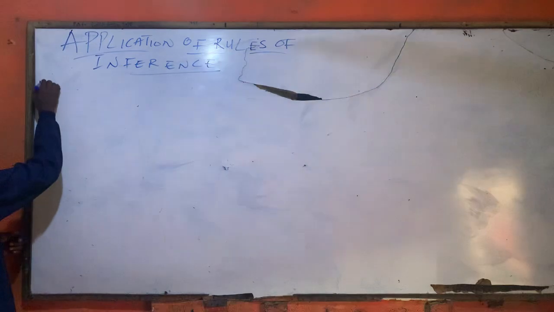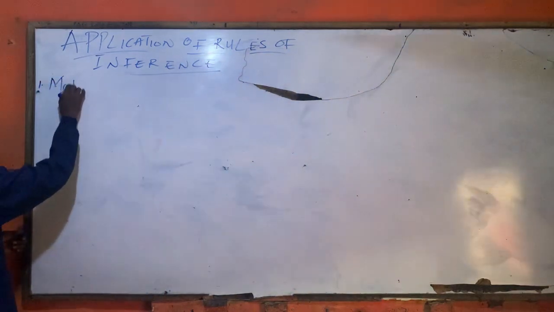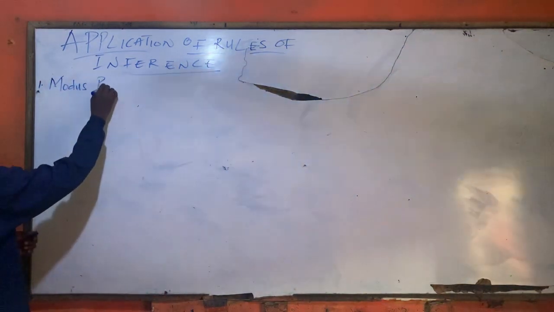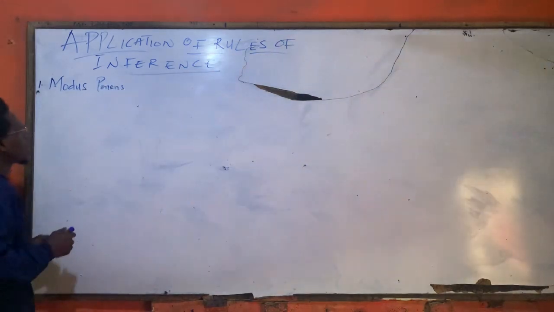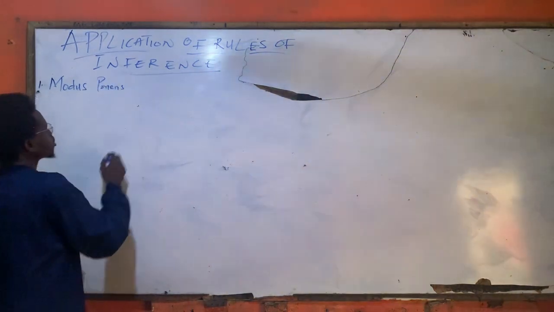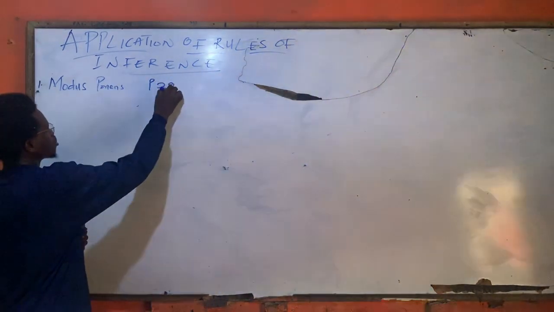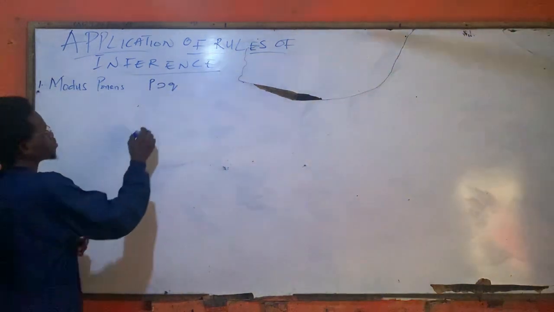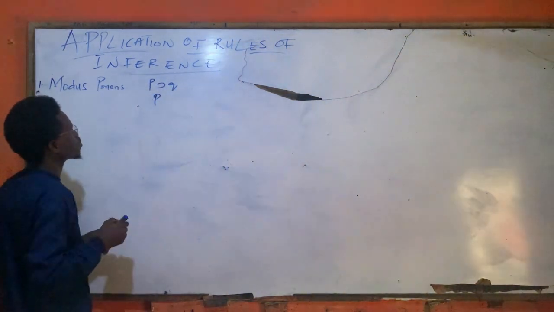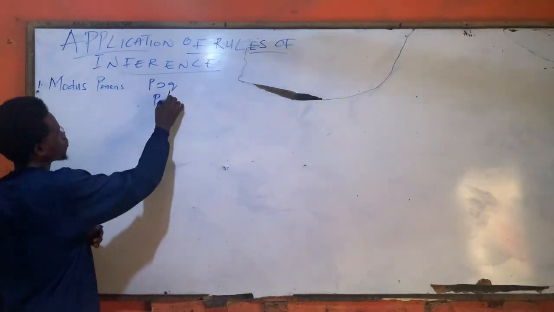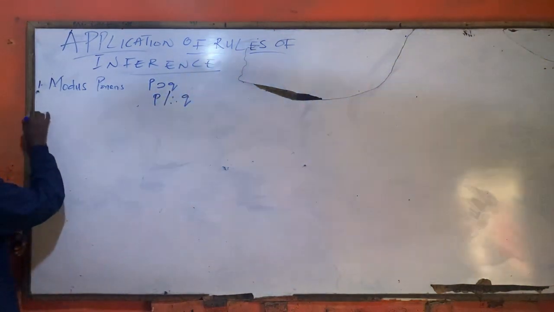The first rule, modus ponens. For modus ponens, when you have P implies Q as our first premise, the second premise says P, therefore Q.